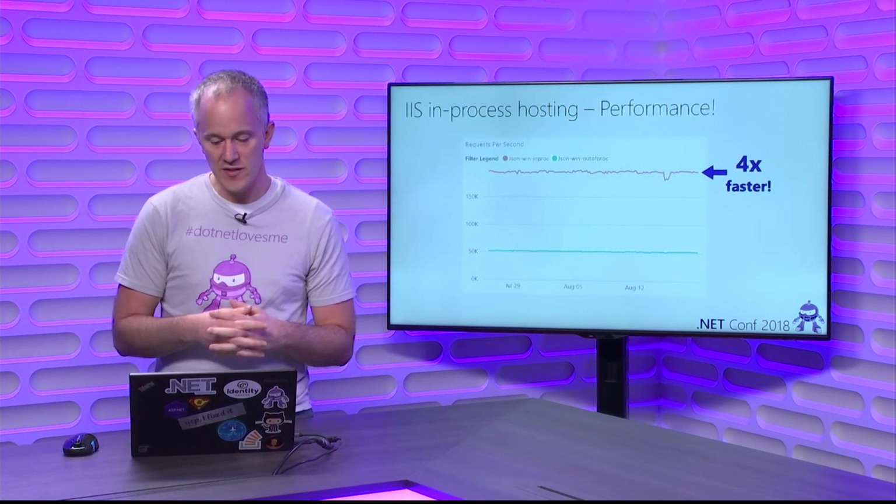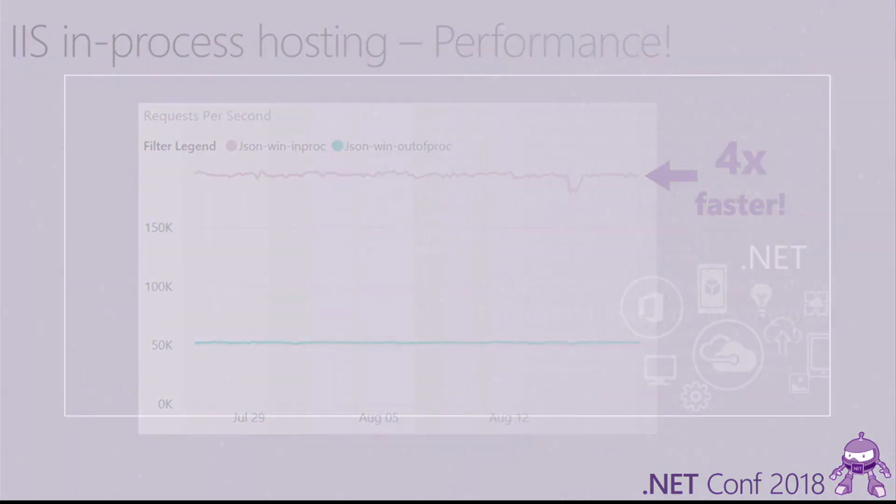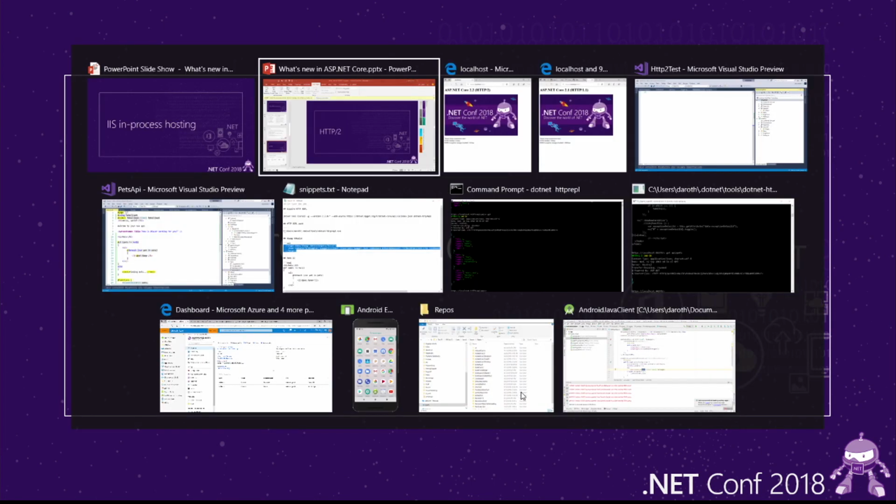In our latest perf tests, these were back in August, we're seeing like 4 times the performance throughput for a benchmark where we're just returning a JSON payload using both the in-process model and the out-of-process model. So looking great there. To see it in action is pretty easy. For this one, you really do need the latest version of Visual Studio, 15.9 Preview 2.